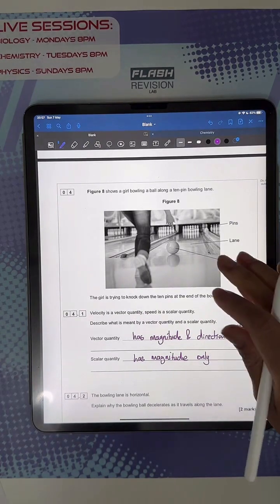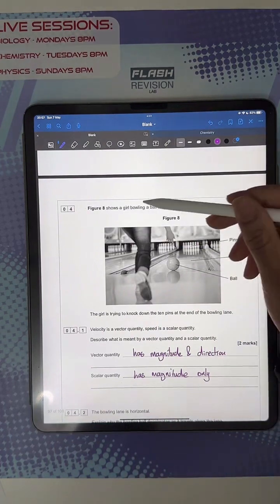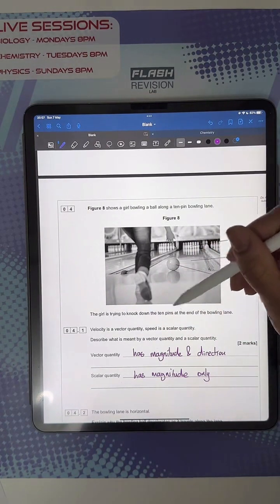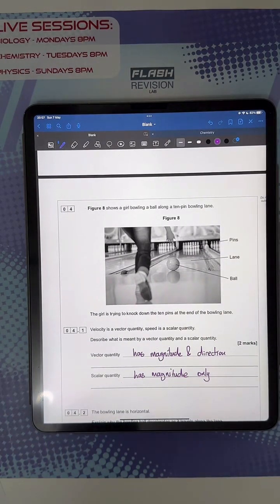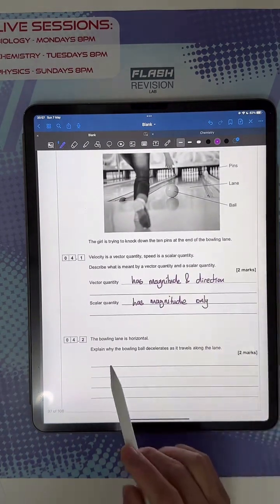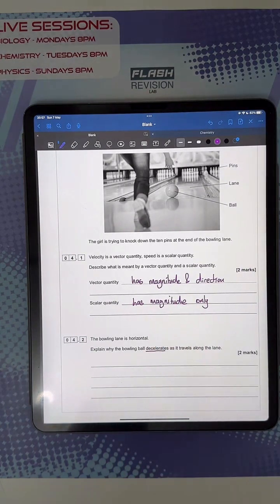So I did that without even reading the question. Let's read the question. Figure 8 shows a girl bowling a ball along a 10-pin bowling lane. Okay, so the ball is going down and she's trying to knock down 10 pins at the end. And they've given you this introduction question, all right? So on to the next one. Explain why the bowling ball decelerates as it travels along the lane.